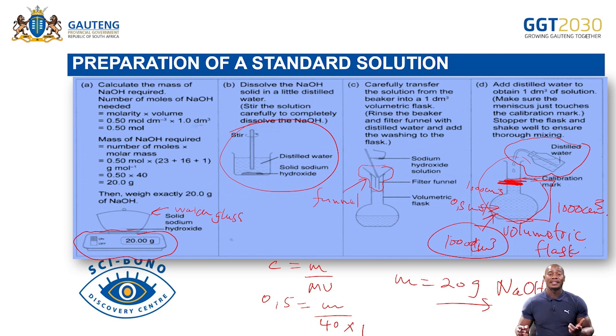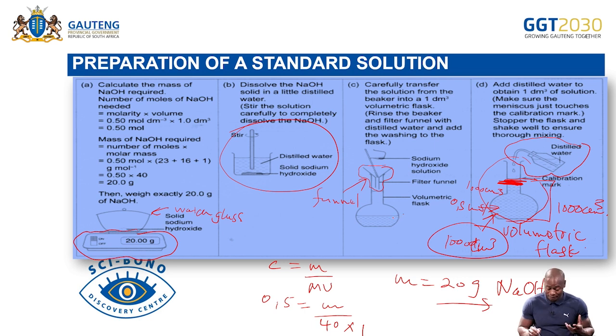So it's simple like that. This is how we prepare a standard solution. You need a volumetric flask, a mass scale, and a funnel to transfer the particles of sodium hydroxide, for example. Then from there, you will have a standard solution.